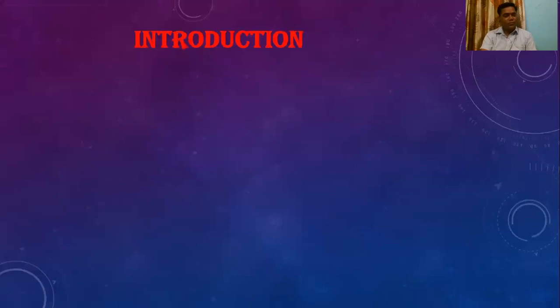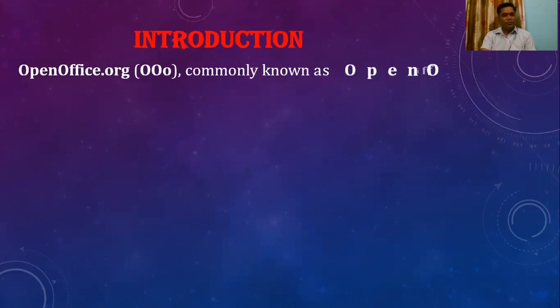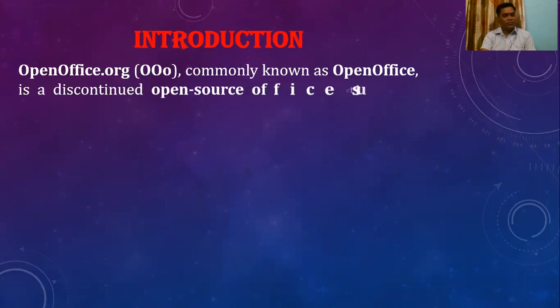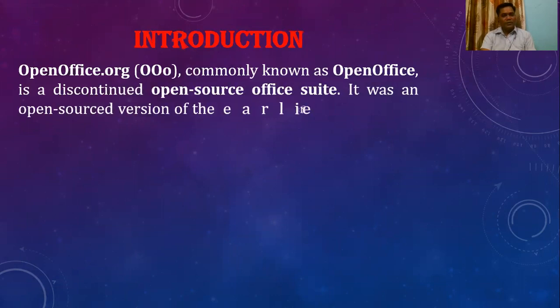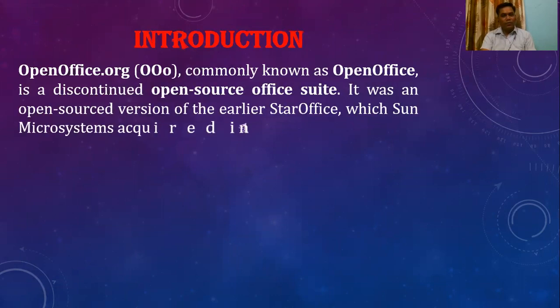Introduction. First of all, we will know about OpenOffice.org Writer. OpenOffice.org, also known in short form as OOo, commonly known as OpenOffice, is a discontinued open source office suite, just like MS Office, the Microsoft Office suite. In the same way, this is an open source office suite.